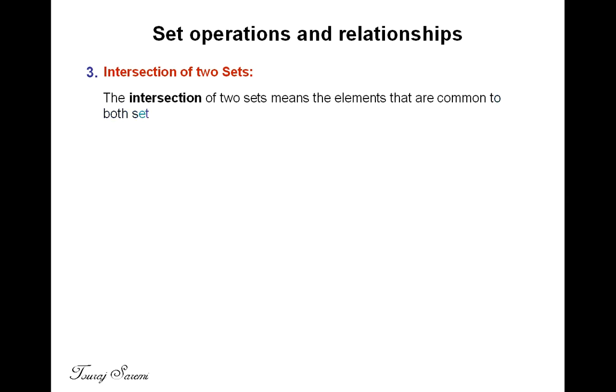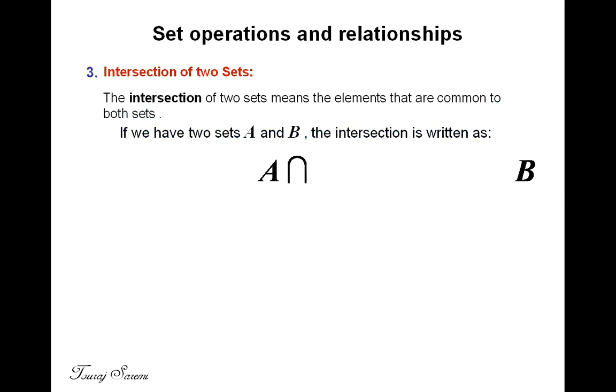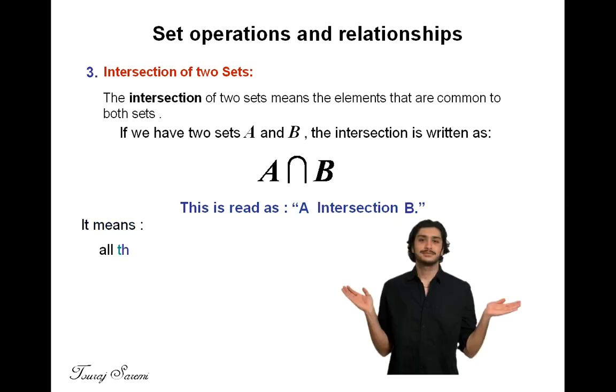3. Intersection of two sets. The intersection of two sets means the elements that are common to both sets. If we have two sets A and B, the intersection is written as shown. This is read as A intersection B. It means all the elements that are in both A and B.